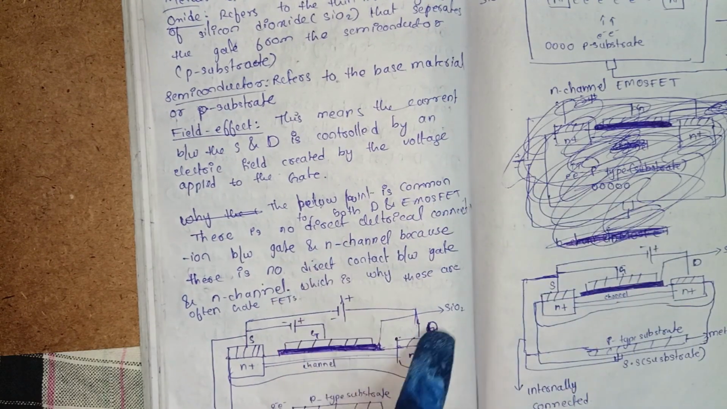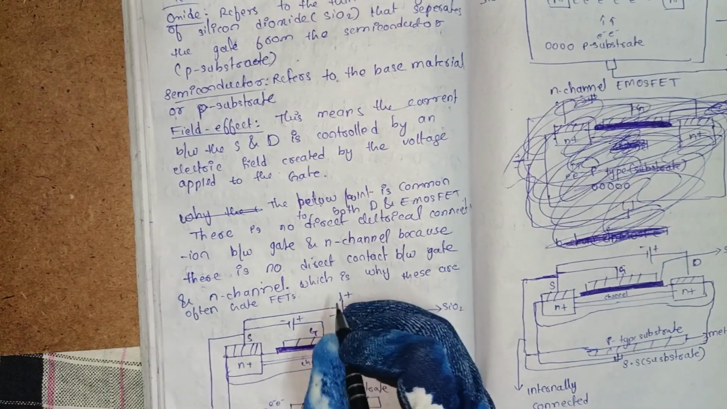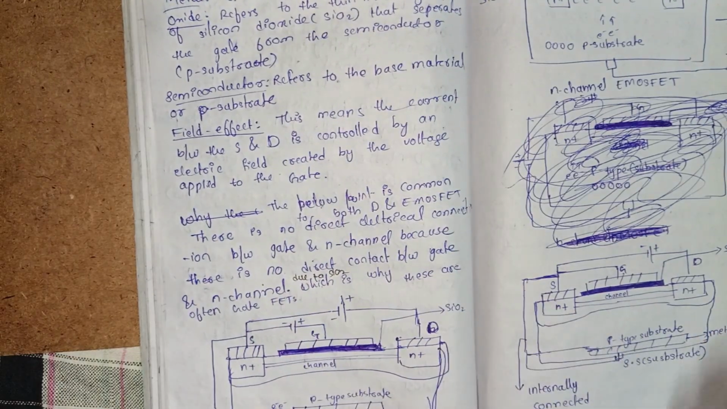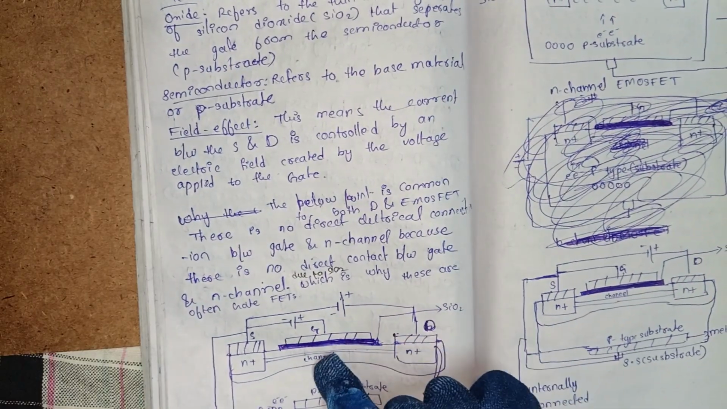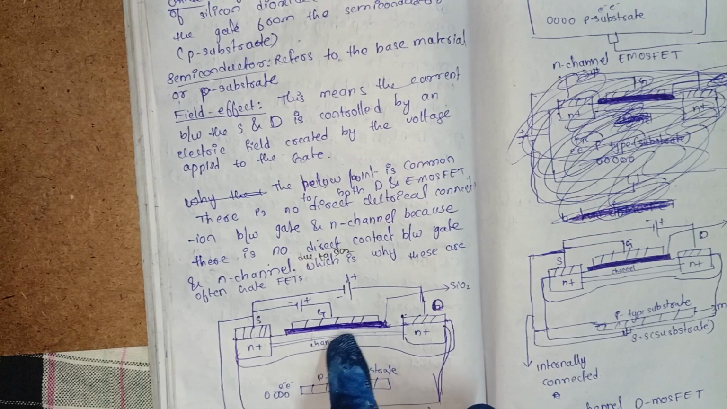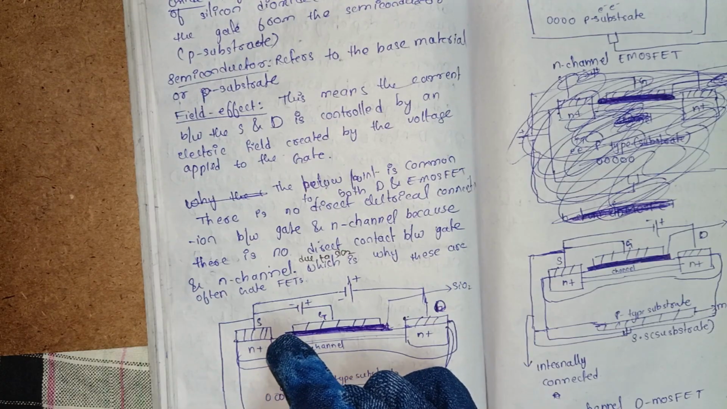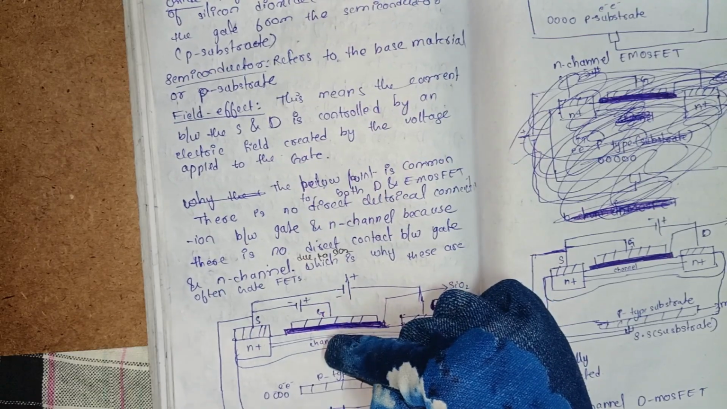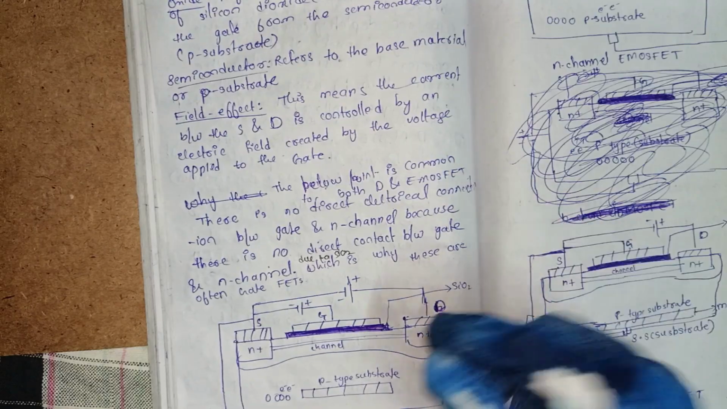This is due to the silicon dioxide layer. Due to SiO2, silicon dioxide. Here it is saying the gate is here and the N channel is here, so it is saying that there is no direct electrical connection between gate and channel because in between silicon dioxide is there. Okay.